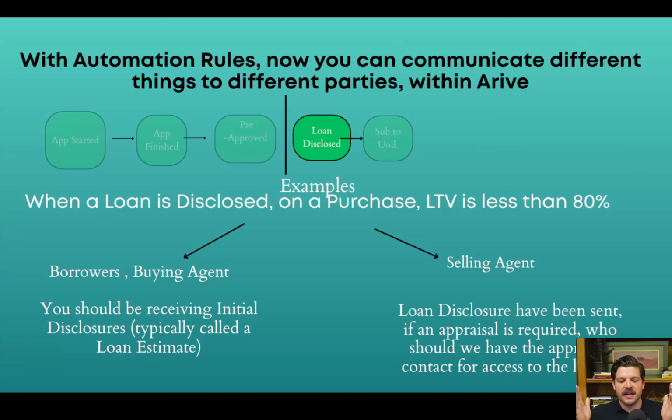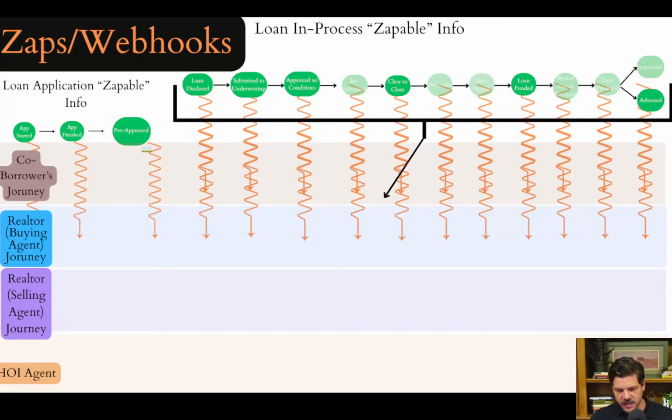My example here is when a loan's disclosed, it's a purchase, and the loan-to-value is less than 80%. I send the same email to the buyer and the buyer's agent saying, hey, we got the loan estimate started, you need to sign this so we can get things moving, and it's a rough draft of what to expect. The selling agent, I like to get started preemptively and say, most likely we're going to need the appraisal. Who should we tell the appraiser to reach out to when scheduling that appointment? So that's one example.